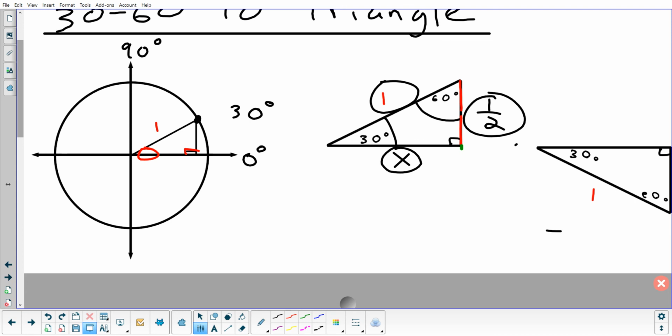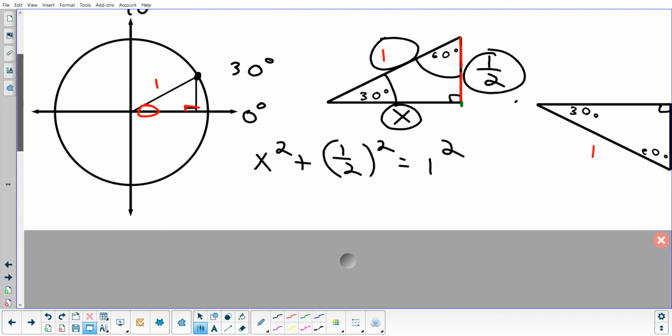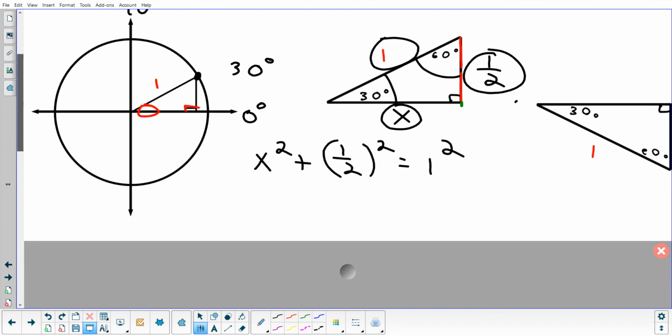X squared plus 1/2 squared equals 1 squared. So now we'll simplify. What's 1/2 squared, or 1/2 times 1/2? A quarter. Yep, a quarter. So we get x squared plus 1/4 equals 1.